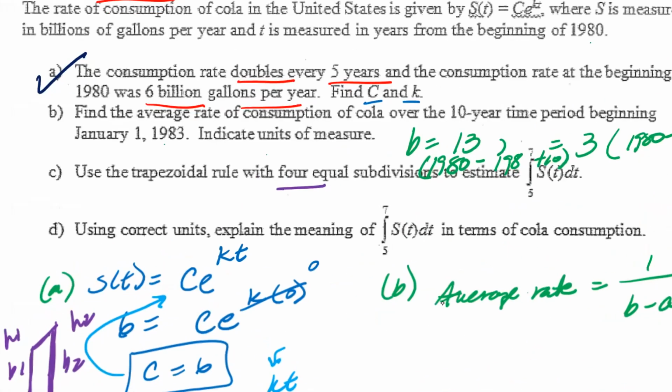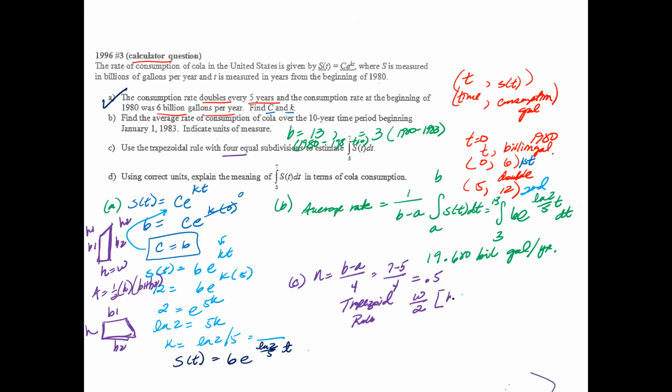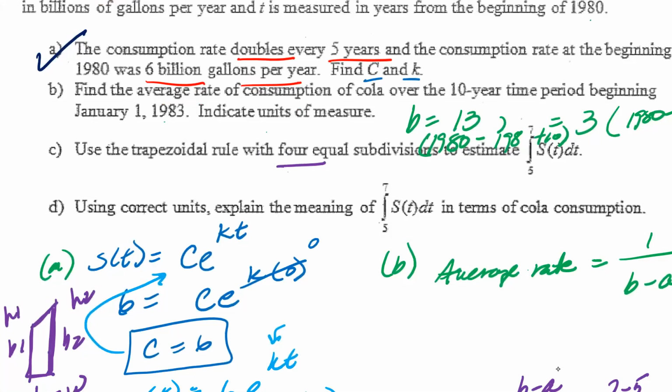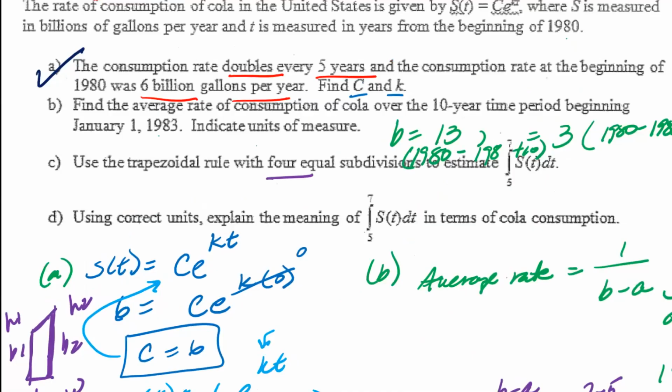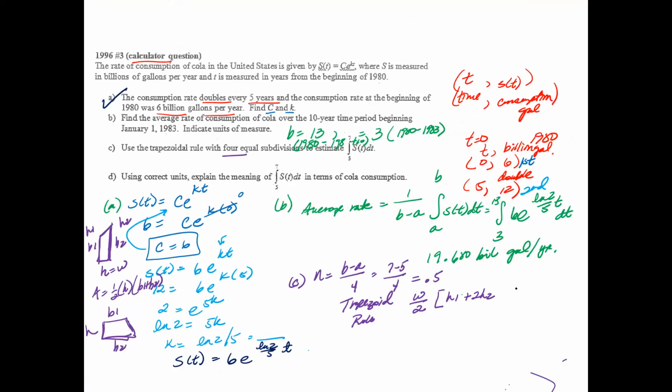And it's just going to be height 1 plus 2 height 2 plus 2 height 3 plus 2 height 4 plus height 5.